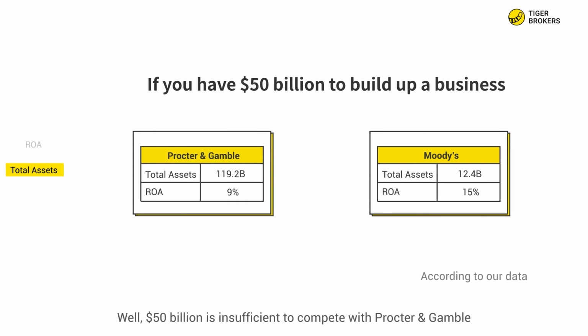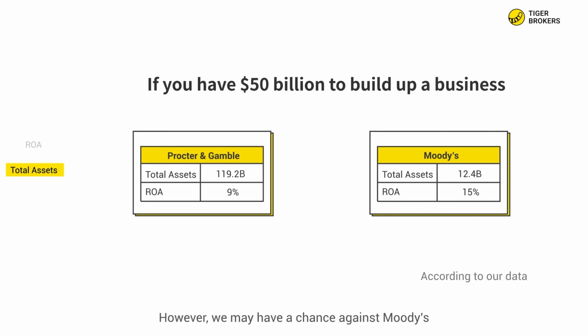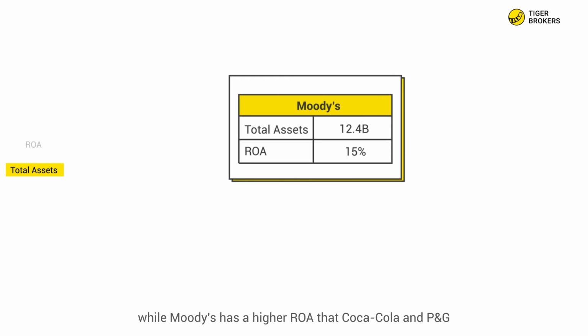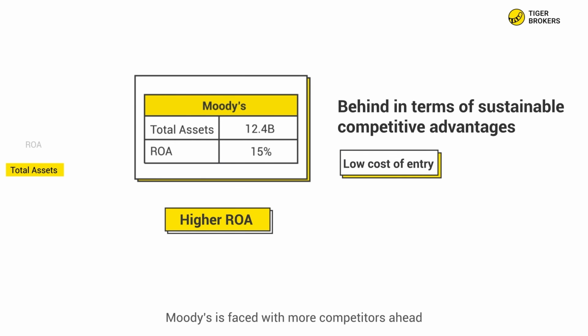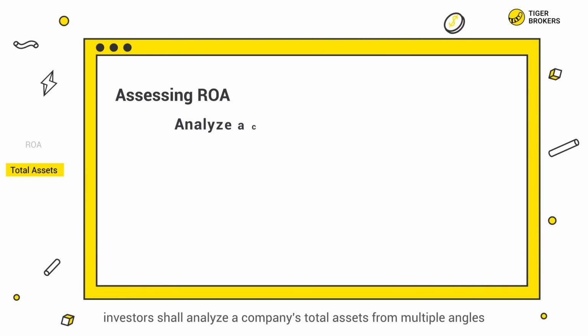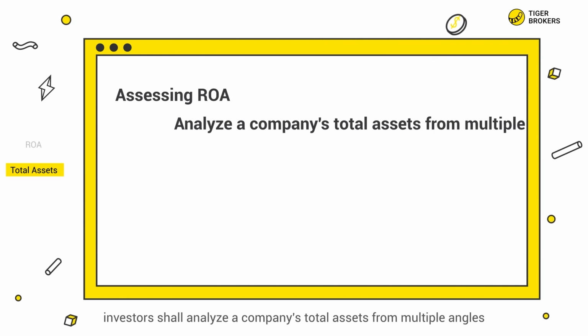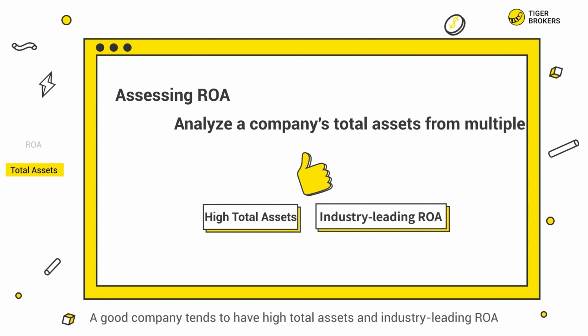If you have $50 billion to build up a business, will you choose to compete with Procter & Gamble or Moody's? Well, $50 billion is insufficient to compete with Procter & Gamble. However, we may have a chance against Moody's. From this perspective, while Moody's has a higher ROA than Coca-Cola and P&G, it lags behind in terms of sustainable competitive advantages. Due to low cost of entry, Moody's is faced with more competitors ahead. Therefore, in assessing ROA, investors shall analyze a company's total assets from multiple angles. A good company tends to have high total assets and industry-leading ROA.